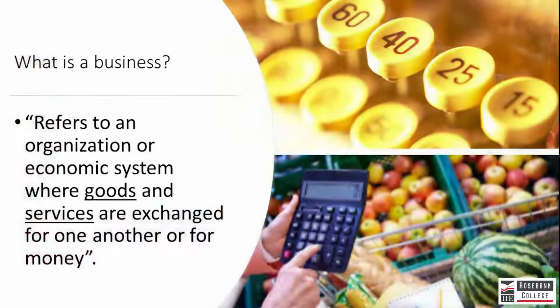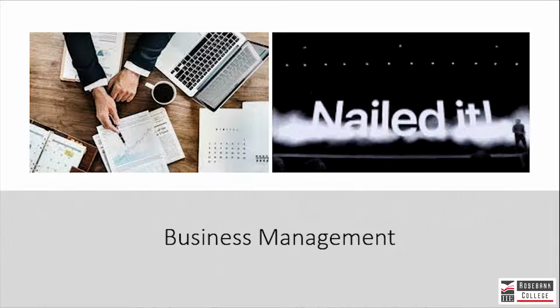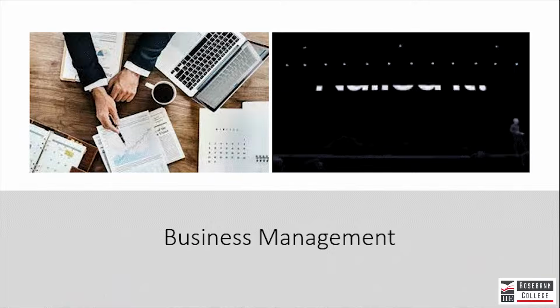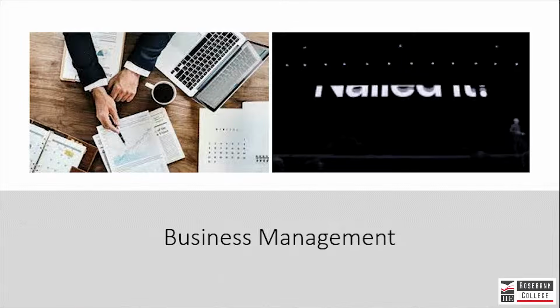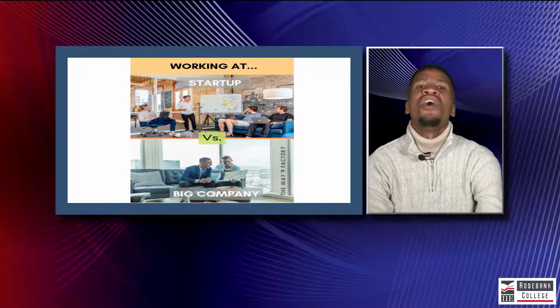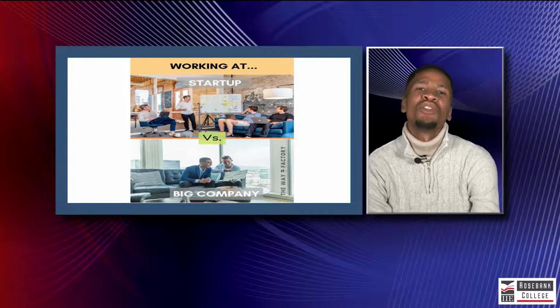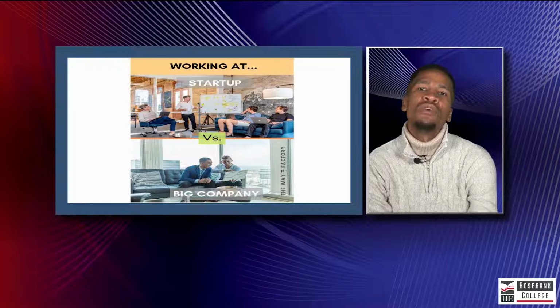all about. A business is an organization or economic system where goods and services are exchanged for one another or for money. Business management, therefore, involves the process of planning, organizing, leading, and controlling resources to achieve organizational goals. It involves a wide range of activities. Businesses come in all shapes and sizes, ranging from small startups to multinational businesses, from being profit to non-profit focused, and also from being formal to being informal.